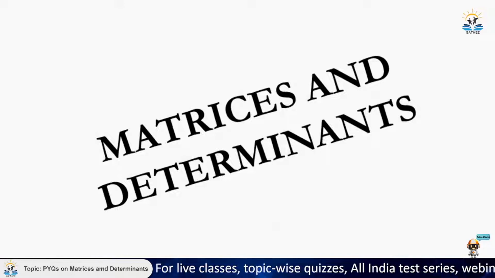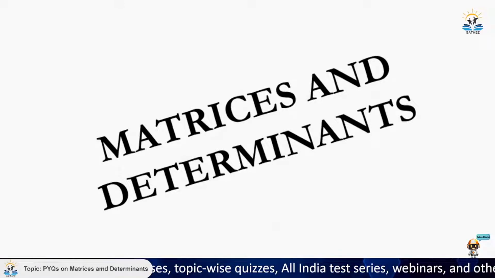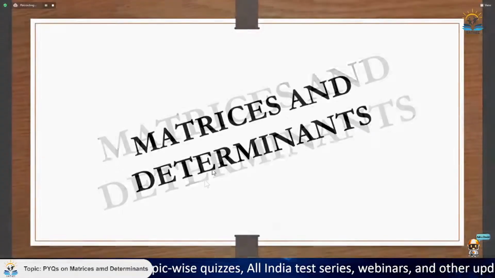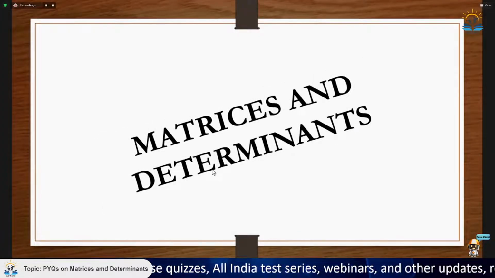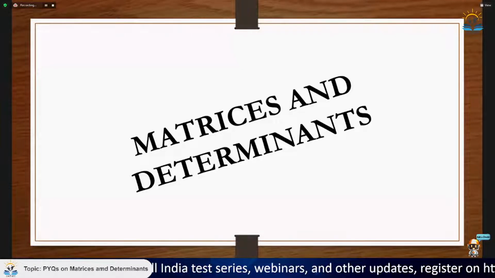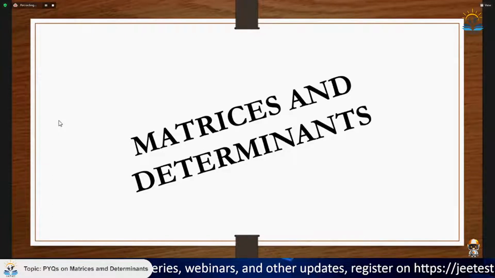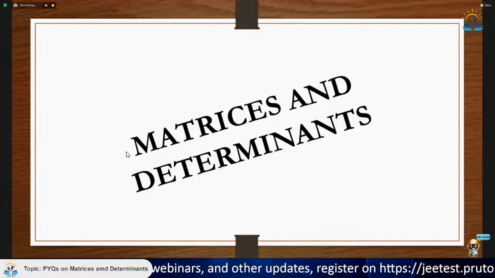So today I will discuss matrices and determinants PYQ with you from JEE-Mains. In the last two sessions we discussed the theory part and some questions from previous years only. And today we are going to take some more questions regarding adjoint and transpose properties. So let's start.